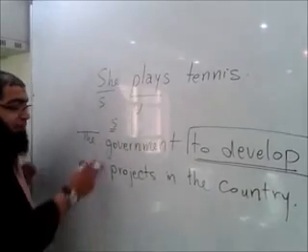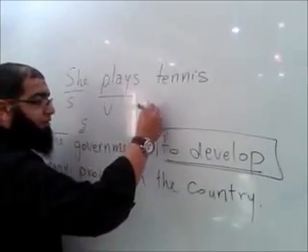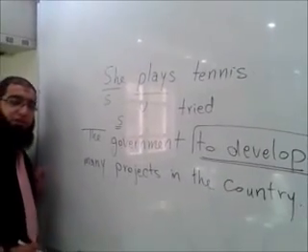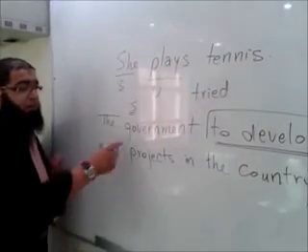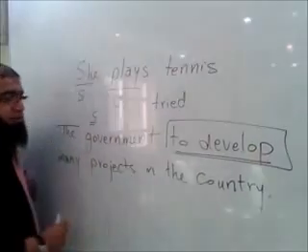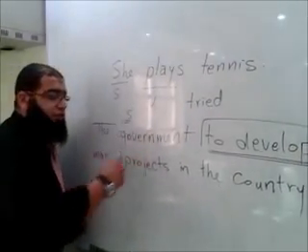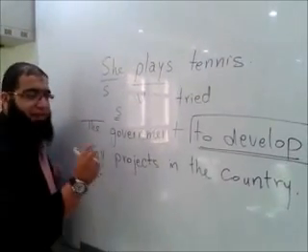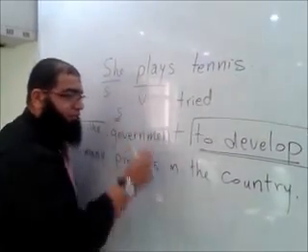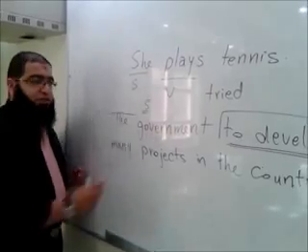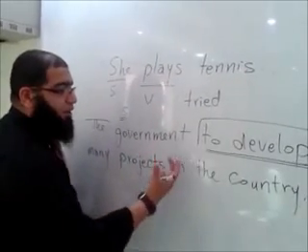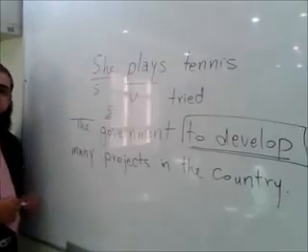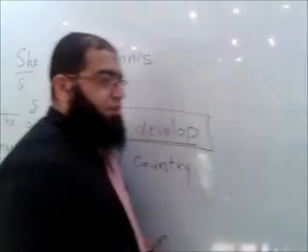Now the verb could be: the government tried to develop many projects in the country. I can say the government maybe has tried. I can say that the government tries. The tense is not that important here. The most important thing is that I put the verb because this is what I need. So this is an example of a missing verb. Now that's a big mistake here.